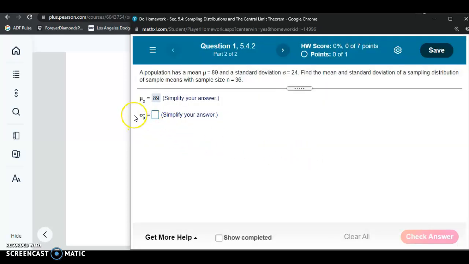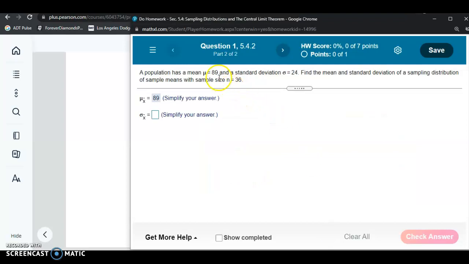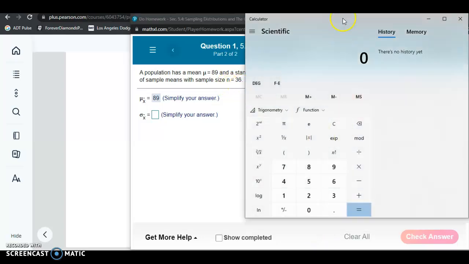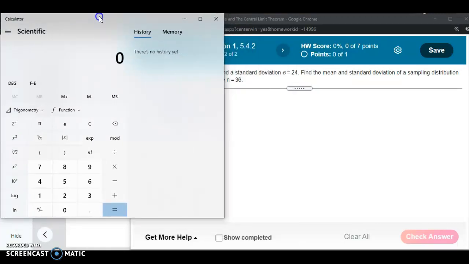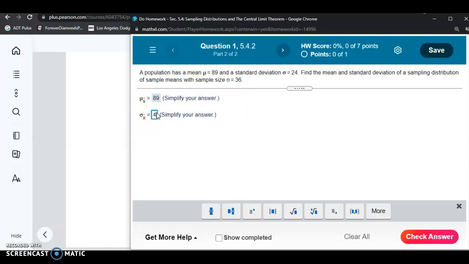To figure out the standard deviation of the sample means, we apply this formula. So we take the standard deviation of the population, which is equal to 24, and then we divide it by the square root of the sample size, and the sample size is 36. So on our calculators, we can type in the number 24, and then divide by the square root of 36. So 24 divided by the square root of 36 is equal to 4.